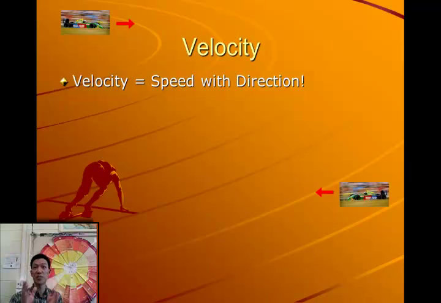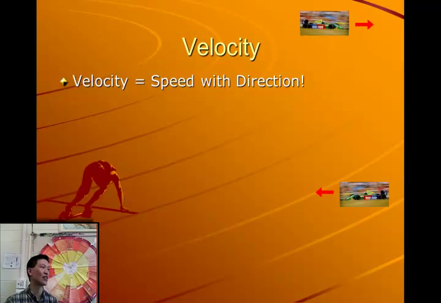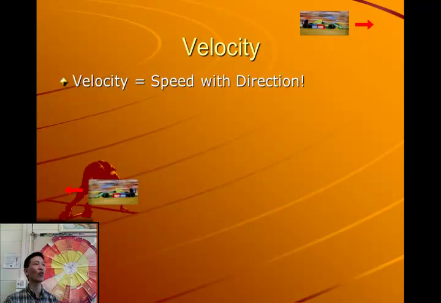Velocity is like speed on steroids. Actually, that sounded bad. Speed with direction is the technical definition. So velocity is a better way to describe something moving. It not only matters how fast you're going, but which way. There's a big difference if you're going forwards versus backwards, east versus west, north versus south.